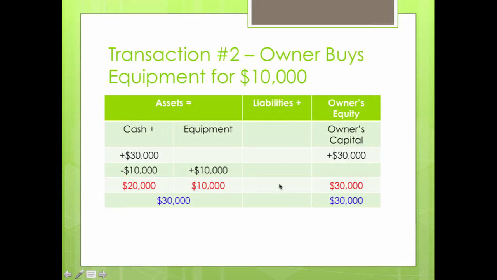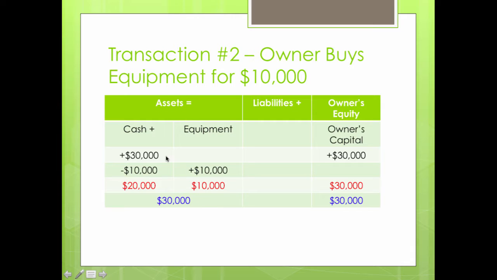Nothing happened in liability, so leave it alone. And for owner's equity, even though it wasn't affected by this transaction, we still need to bring down the balance of the account. So it started with $30,000 and nothing went in or out of the account, so it still remains at $30,000, which is in red. And then you're going to add them to make sure that the equation is balanced.